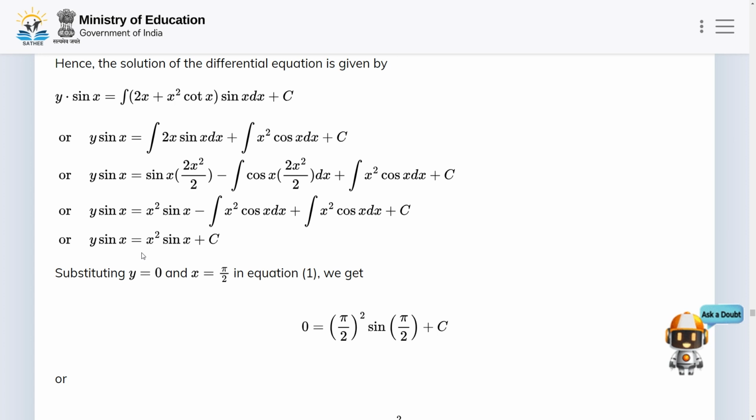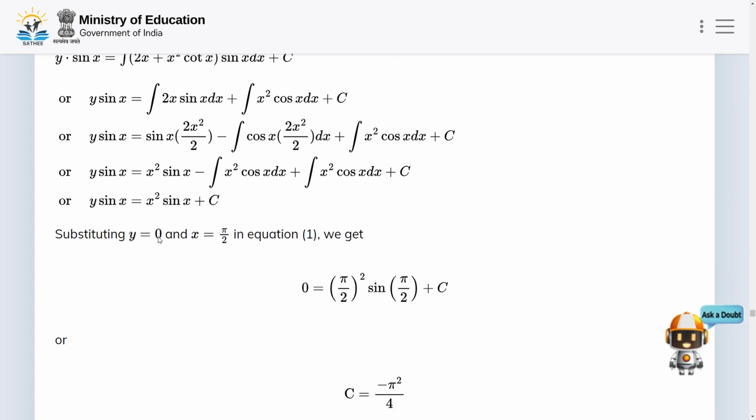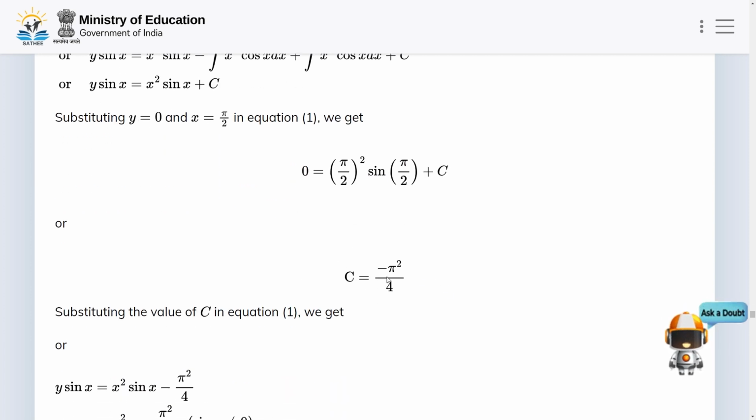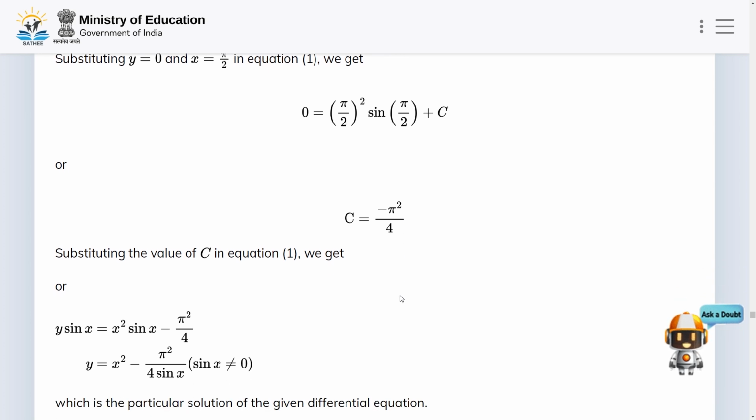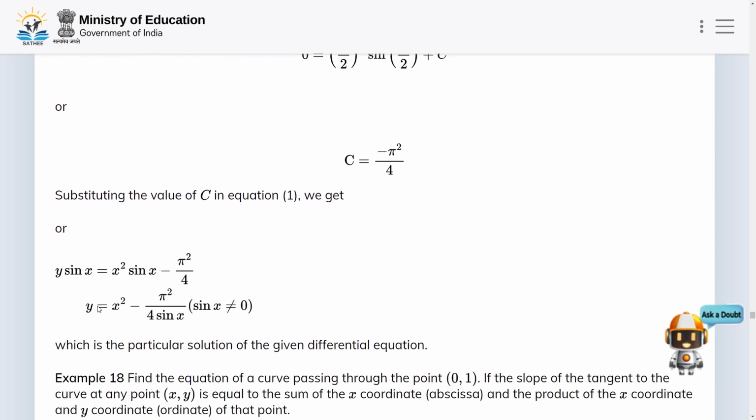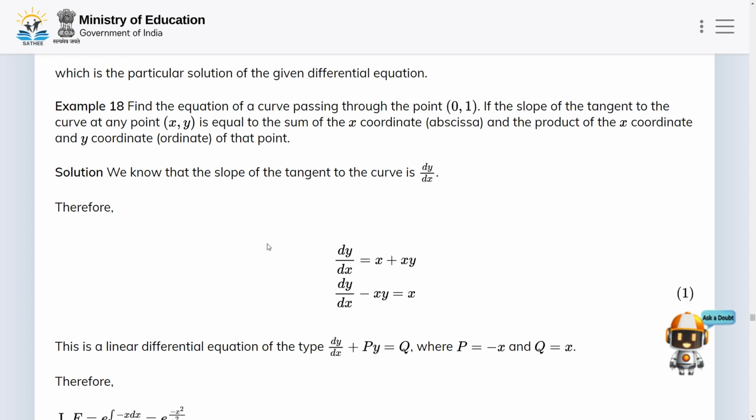Now in order to get your particular solution, substitute y is equals to 0 and x is equals to pi by 2. This means 0 is equals to pi square by 4 plus c. This means c will be minus pi square by 4. So your particular solution will be of this form, which is y is equals to (x square minus pi square divided by 4) sin x. Clear? Okay, next problem.